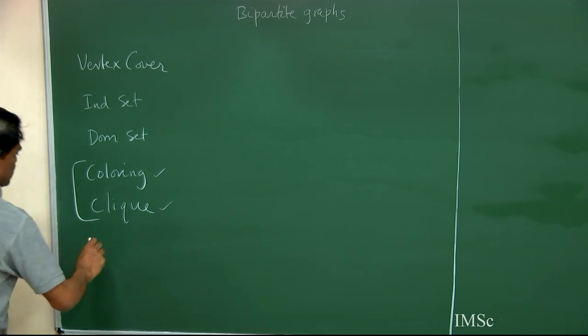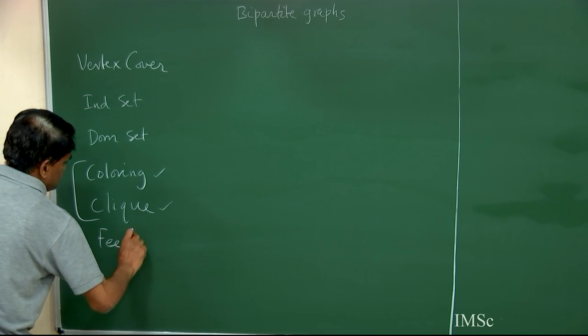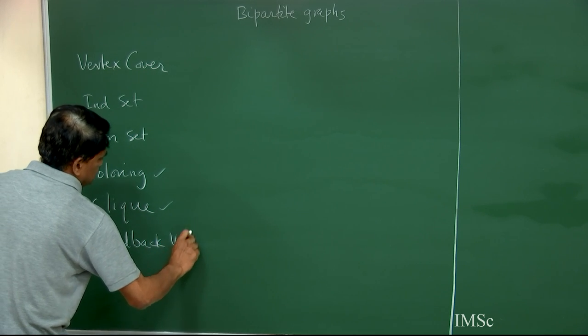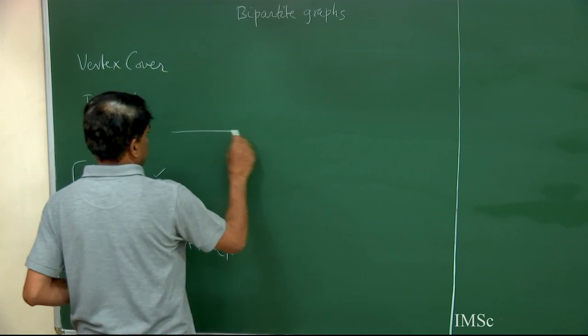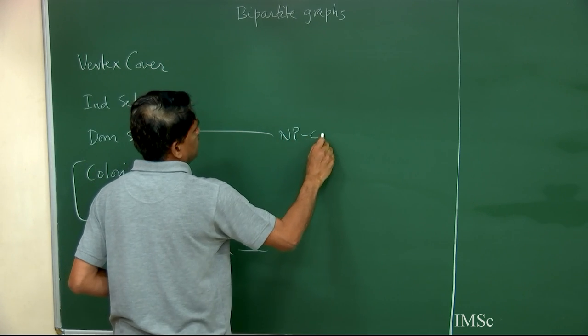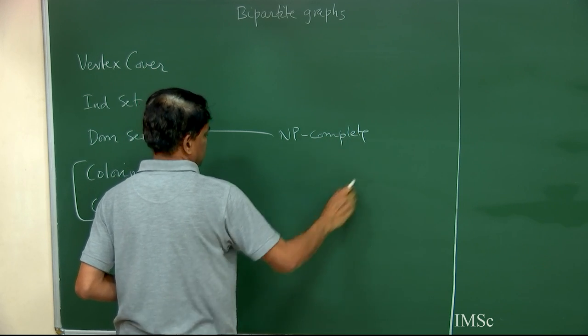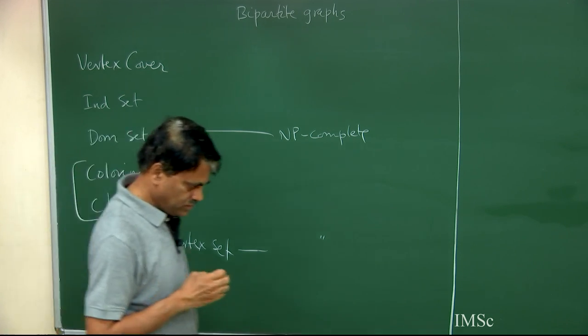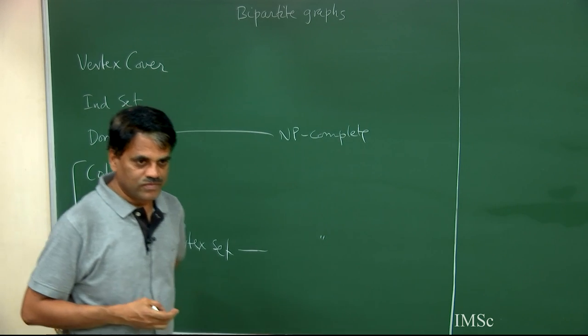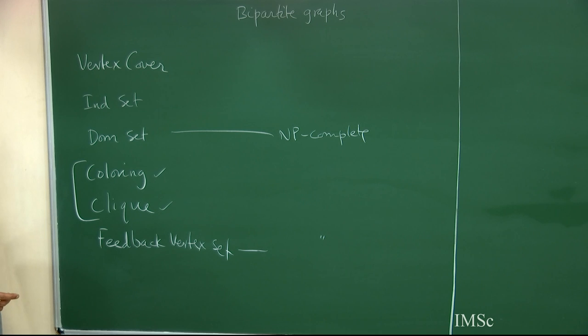Oh, also feedback vertex set, right? So I said that these two are NP-complete on bipartite graphs. Anybody has a proof? Yes? So, this one? Both. Okay. Bipartite graph, you can subdivide the edges. So for which problem are you talking about? Feedback vertex set.